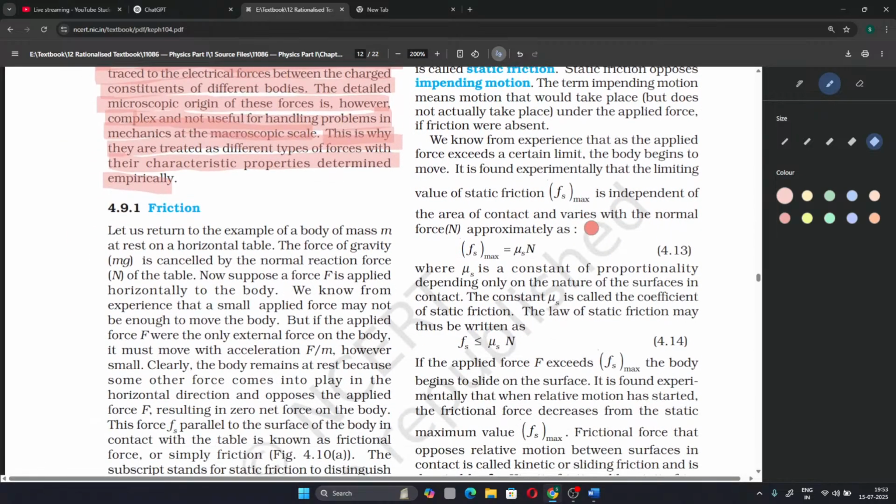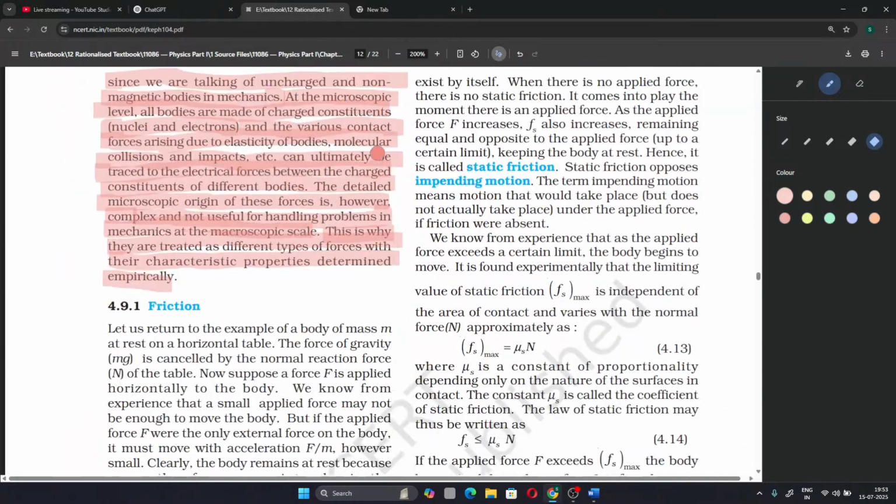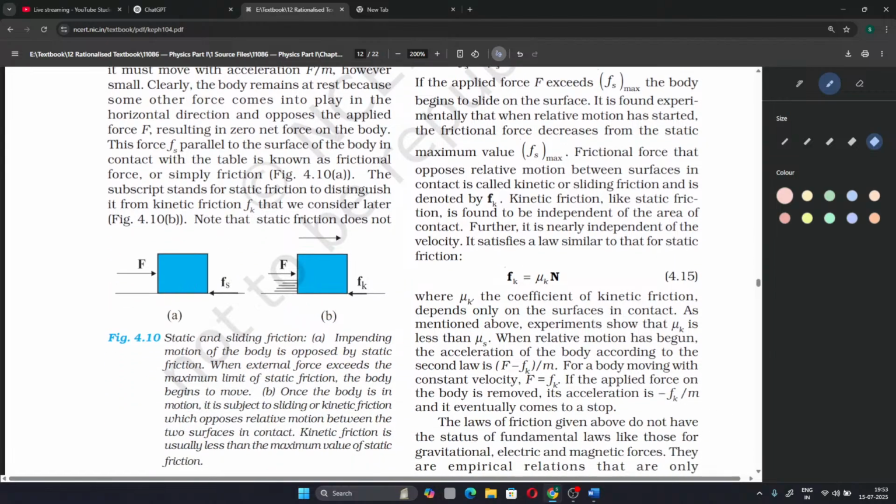Next, let's go to the next main topic, which is under the common forces, and that is friction. A very, very common term which even a layman knows is friction. Let us return to the example of a body of mass m on a horizontal table. This is the diagram here.